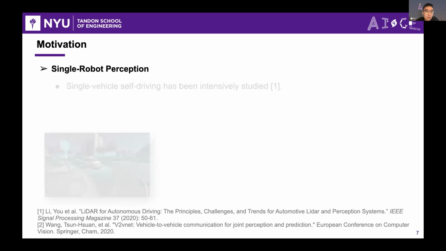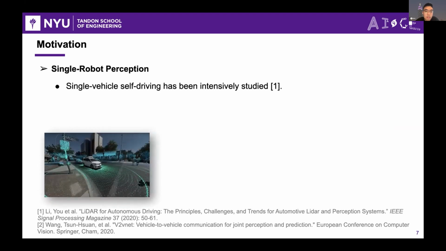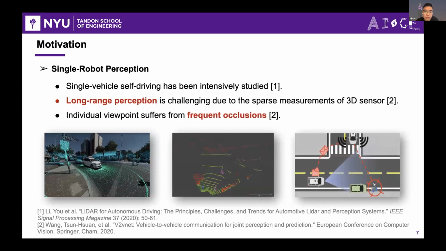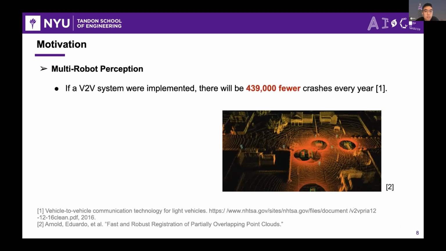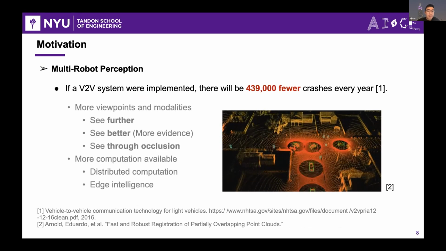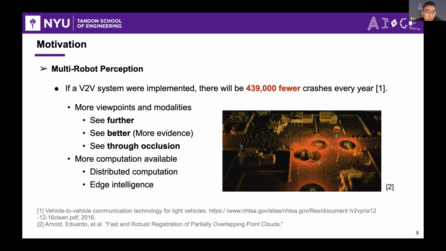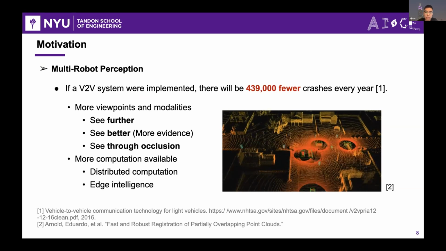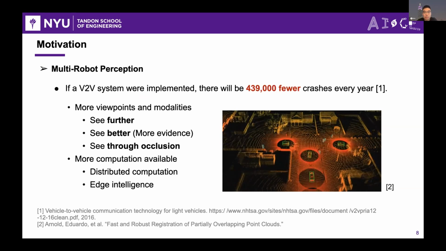So the motivation is simple. Single robot perception has several fundamental issues, like long-range perception and frequent occlusions. So multi-robot perception is proposed to solve the fundamental issues of single robot perception. Multiple vehicles can bring more viewpoints, so that each single vehicle could see further, better, and even see through occlusion. Meanwhile, there will be more computational resources available.